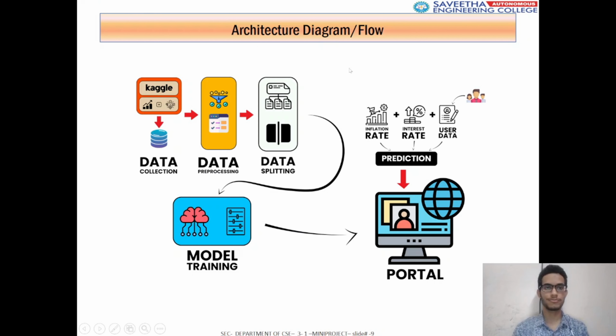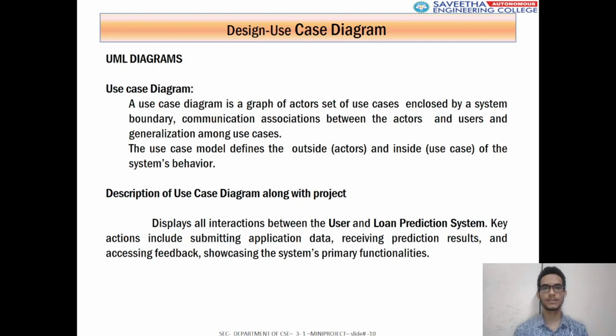Architectural diagram and flow. First, the data is collected from Kaggle, then the data is sent to pre-processing, in which the numerical and non-numerical data are categorized. Then the data is split into training data and testing data. Then the training data is given to the model for training, along with the inflation rate, interest rate, and user data. Then, based on the input of the user, the model predicts the value. Designing: use case diagram, UML diagrams.